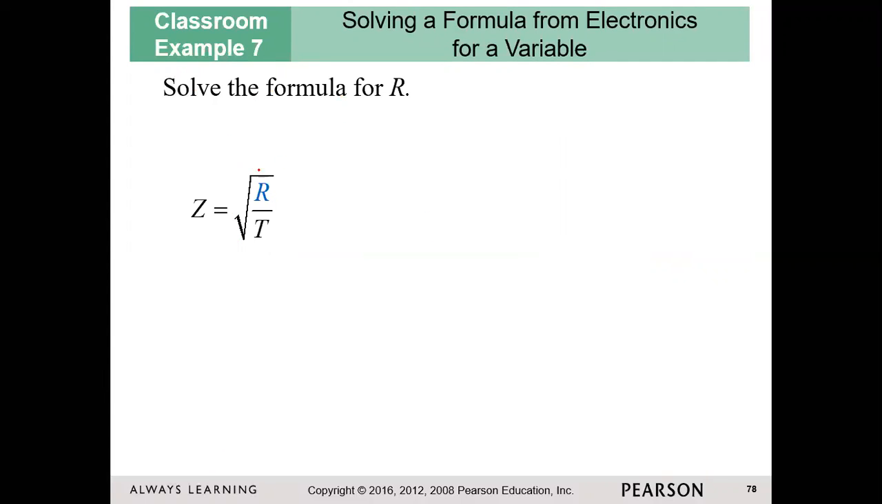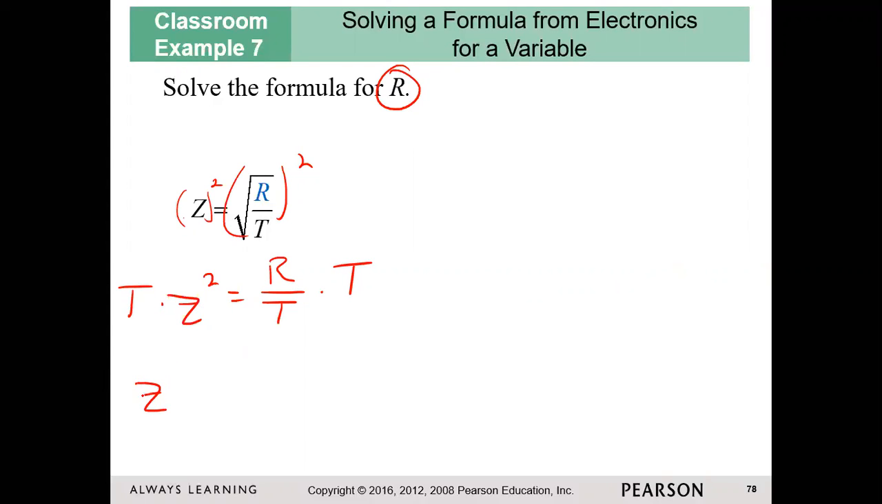So just because there are no numbers here doesn't mean that we still can't do what we should do. If we are trying to solve this for r, one of the problems is that r is trapped here in this radical. So if we want to untrap it, all we have to do is square both sides, and that gives us z squared is equal to r over t. And now we can solve for r by multiplying both sides by t. So that gives us z squared times t is equal to r, and then that's it.